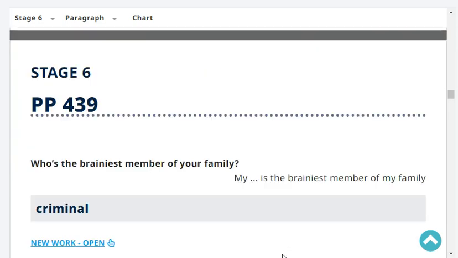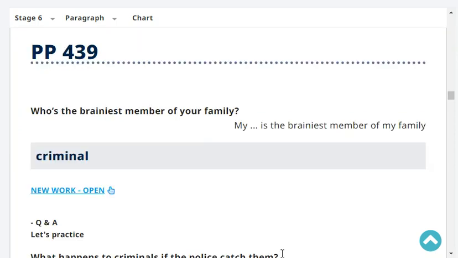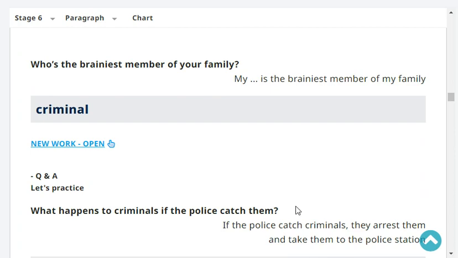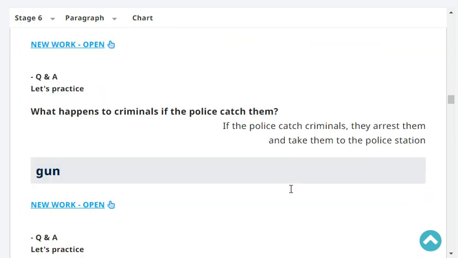Who's the brainiest member of your family? My father is the brainiest member of my family. Very good. What happens to criminals if the police catch them? If the police catch criminals, they arrest them and take them to the police station. Very good.